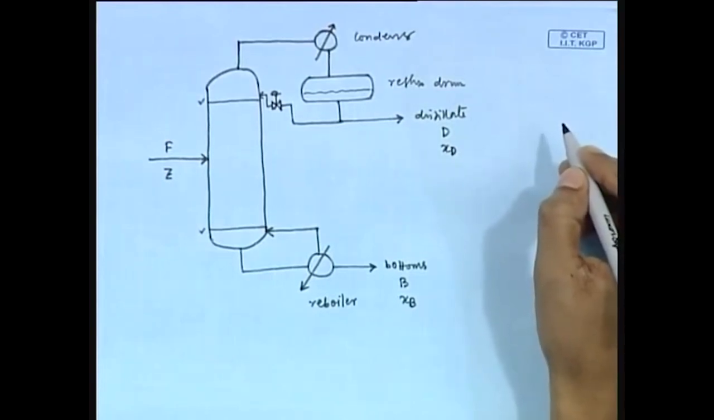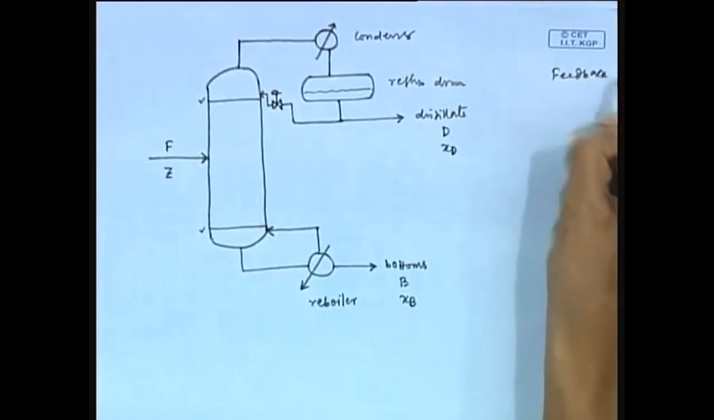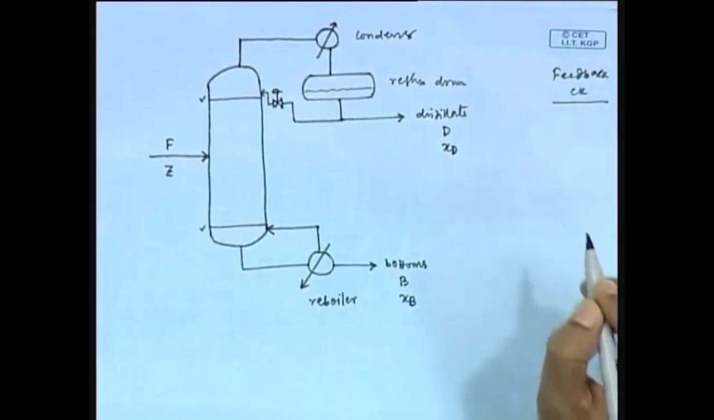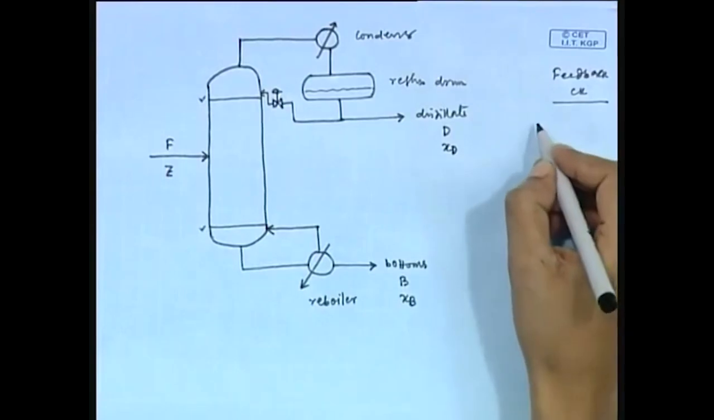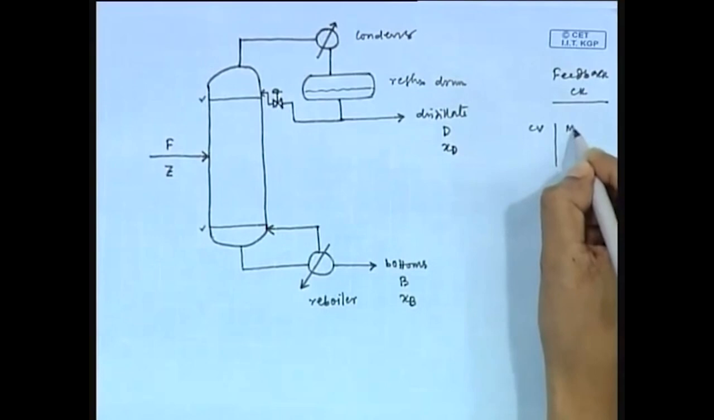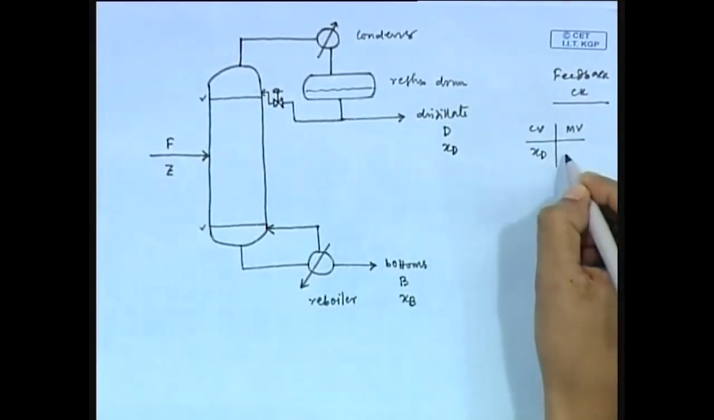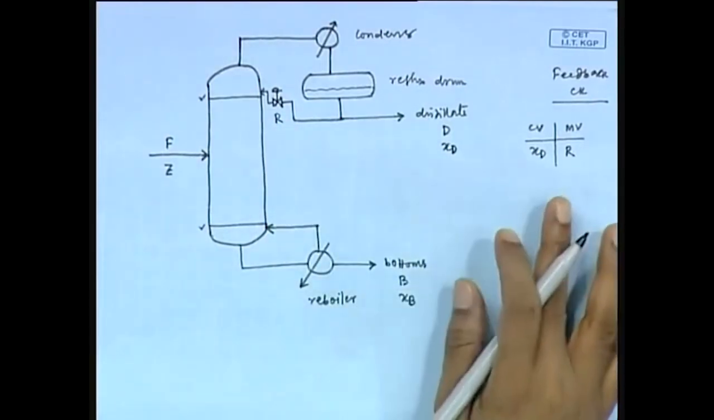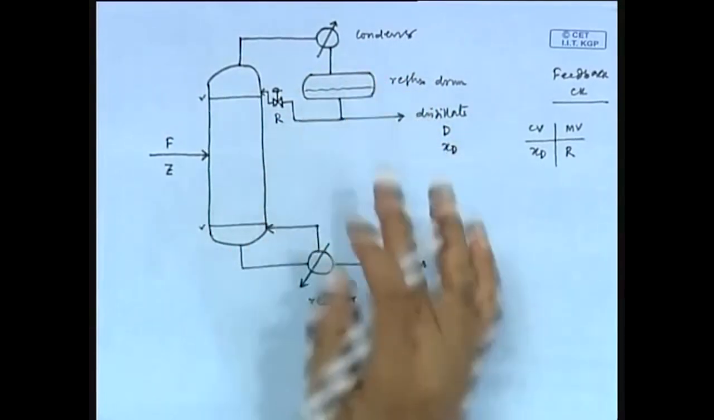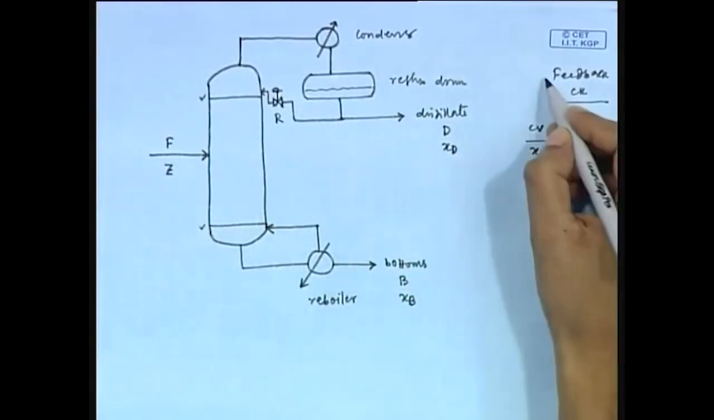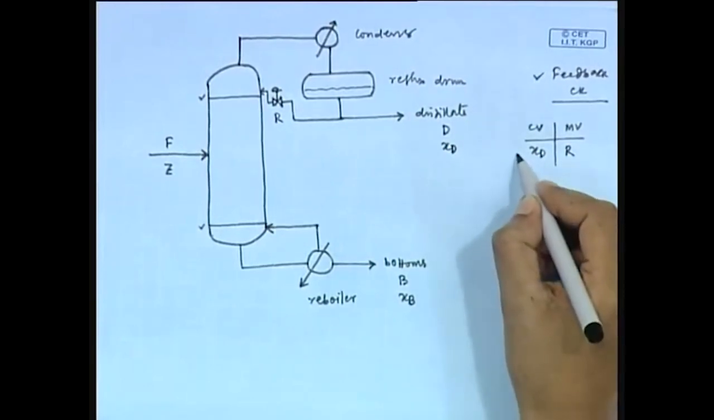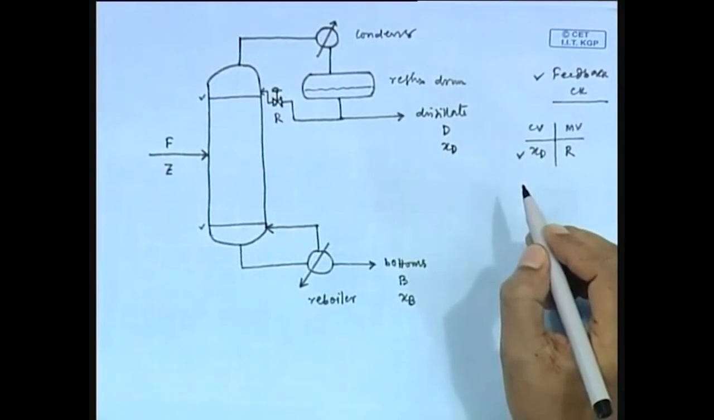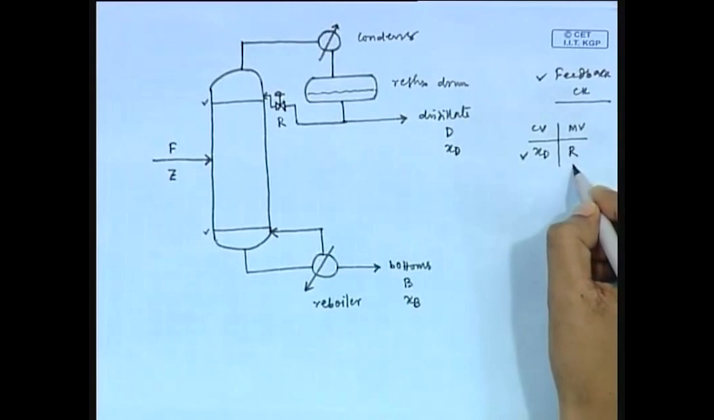We have discussed this example and one control configuration we have drawn in the last class. That control configuration was the feedback control configuration. Fine. In that feedback control configuration, we have measured XD. Basically, for this particular process, the controlled variable is XD and corresponding manipulated variable is reflux rate. We are considering only the single loop at the top. We are not presently considering the bottom loop. Now, in the feedback control configuration, we have seen that the controlled variable, which is XD, was directly measured, to manipulate the reflux rate.